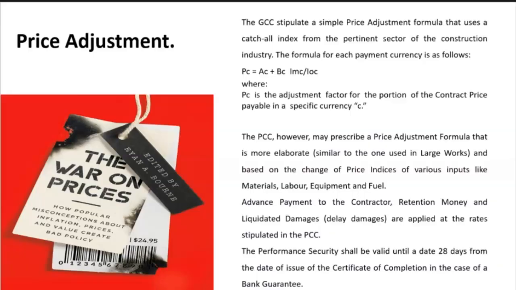The particular conditions of contract, however, may prescribe a price adjustment formula that is more elaborate, similar to the one used in large works, and based on the change of price indices of various inputs like materials, labor, equipment, and fuel. Advance payment to the contractor, retention money, and liquidated damages are applied at the rate stipulated in the PCC. The performance security shall be valid until a date 28 days from the date of issue of the certificate of completion in the case of a bank guarantee.